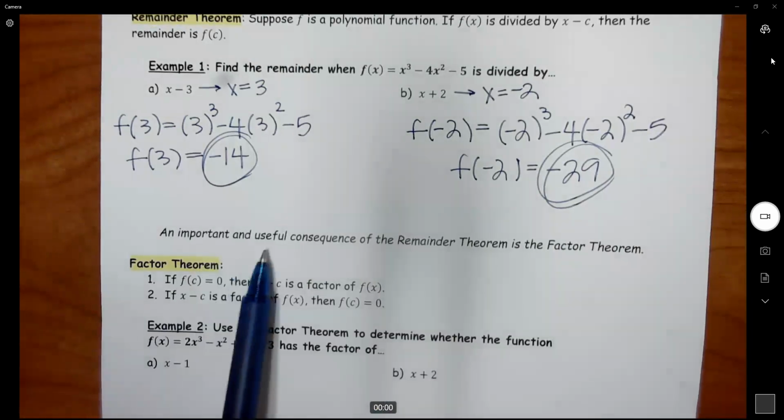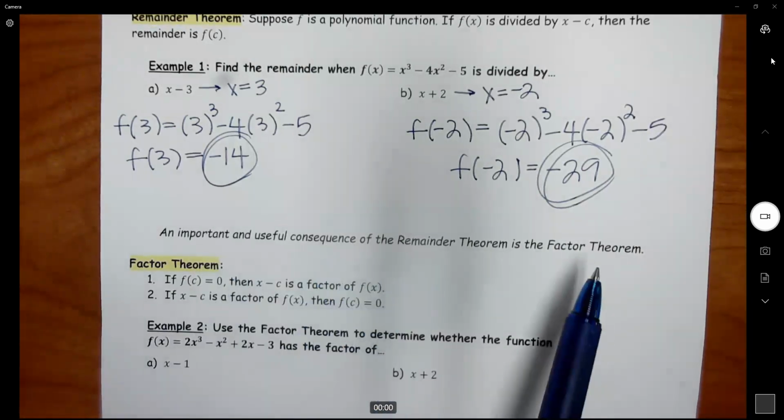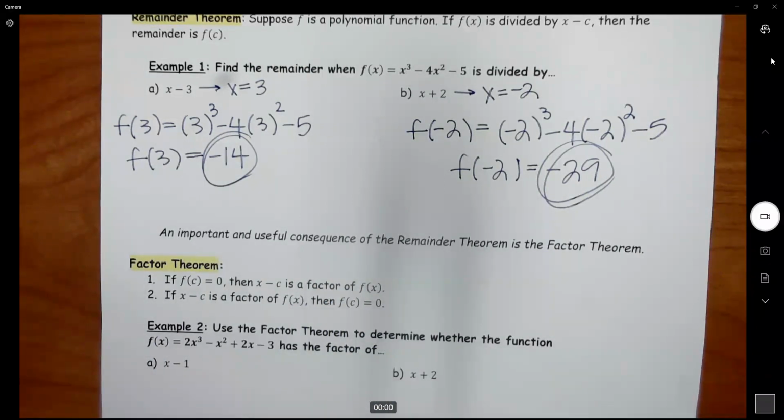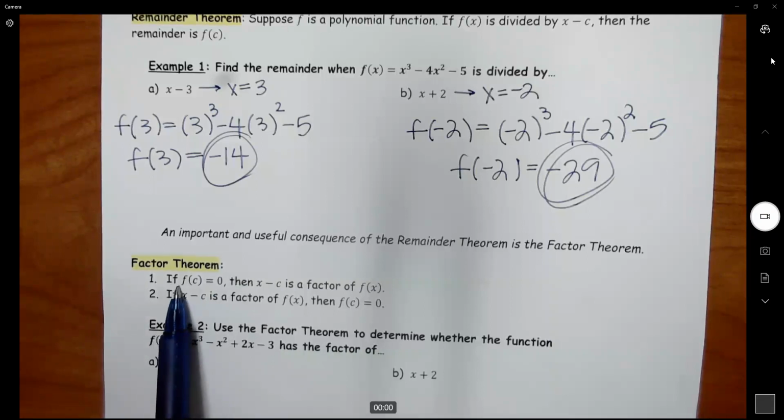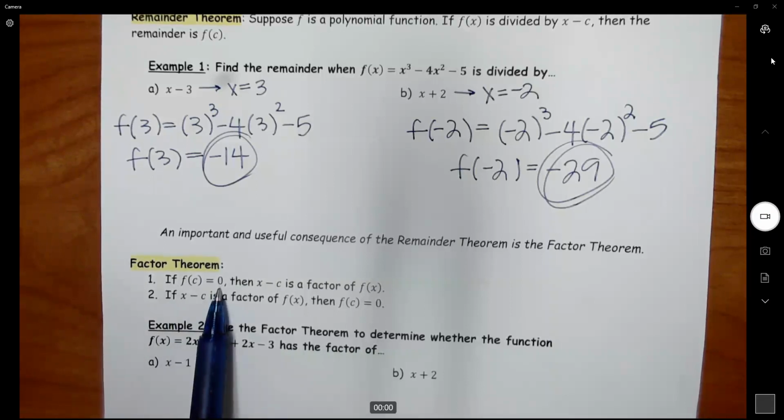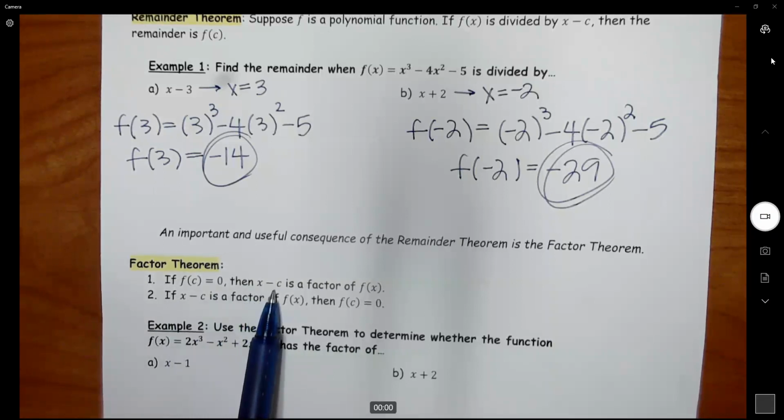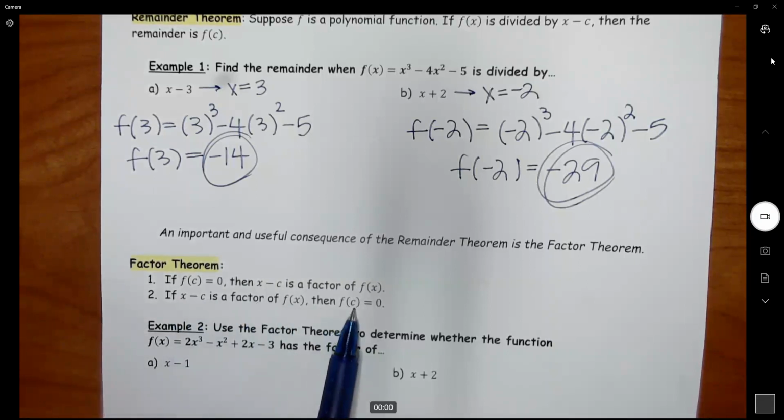So an important and useful consequence of the remainder theorem is then the factor theorem. And so the factor theorem, what this is saying is it's got to work both ways. If you do f of c and you get 0, then that means that x minus c, whatever the c is, in factored form, is a factor, or vice versa. If x minus c is a factor, then you should get f of c is 0.